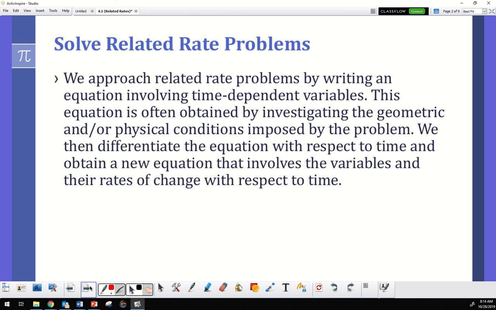All right, we approach related rates problems by writing an equation involving time-dependent variables. This equation is often obtained by investigating the geometric and/or physical condition posed by the problem. We then differentiate the equation with respect to time and obtain a new equation that involves the variables and their rates of change with respect to time.